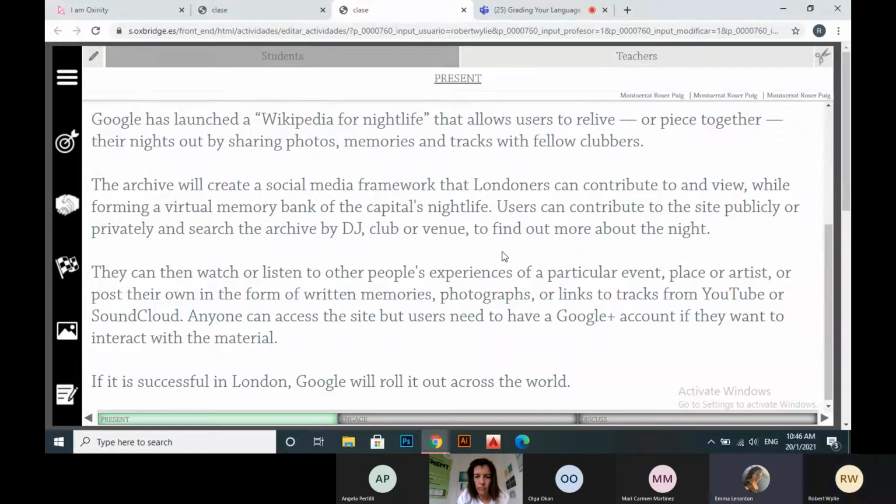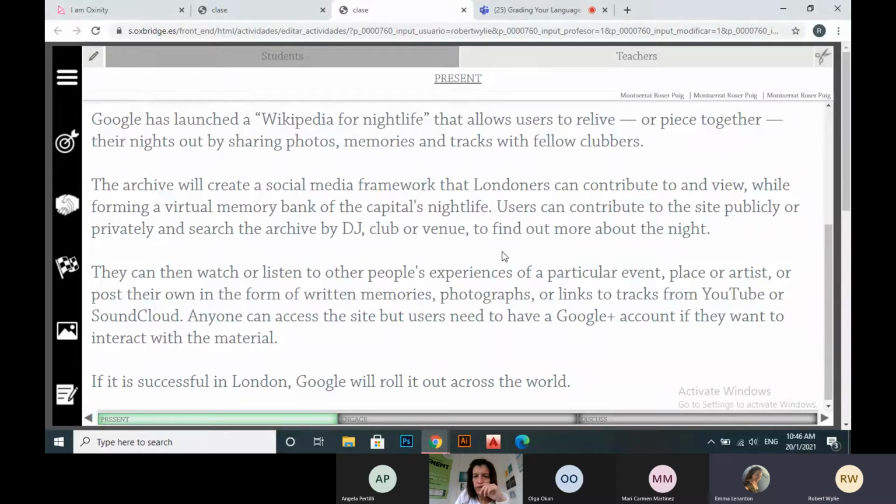That allows the user. I put you on the spot here. I know it's not easy to do in the moment, and when you're writing the text or when you find a text, then obviously we can spend a little bit more time trying to do it. But I think it's something that's good. So Google created a Wikipedia for nightlife that allows users to not relive, but imagine, maybe, or it's not quite the right verb though.